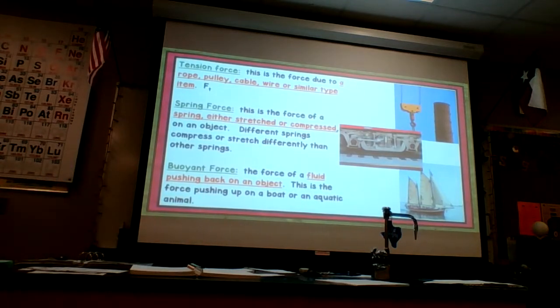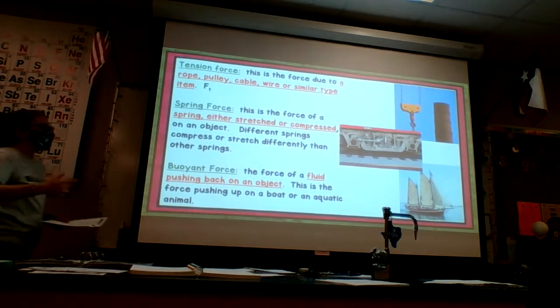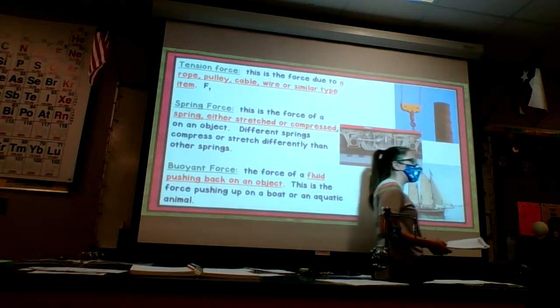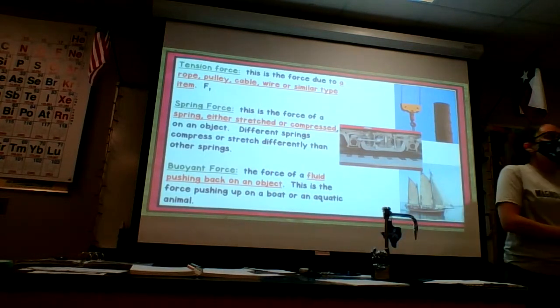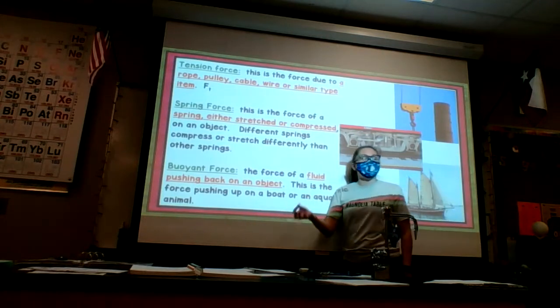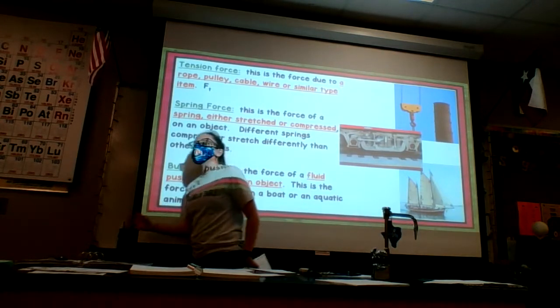Okay, so this first page is all about those different types of forces. I need you to get familiar with these. That's actually going to be what our exit ticket's about later. But the sooner that you can memorize what each force does or what it involves, the easier this unit will get for you.